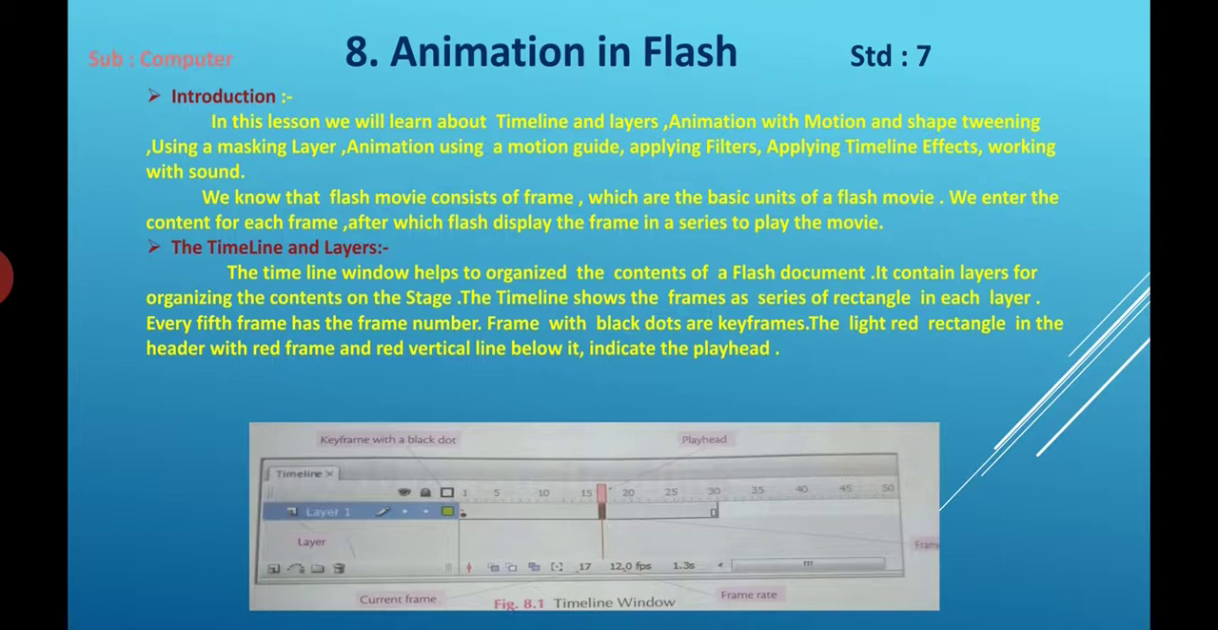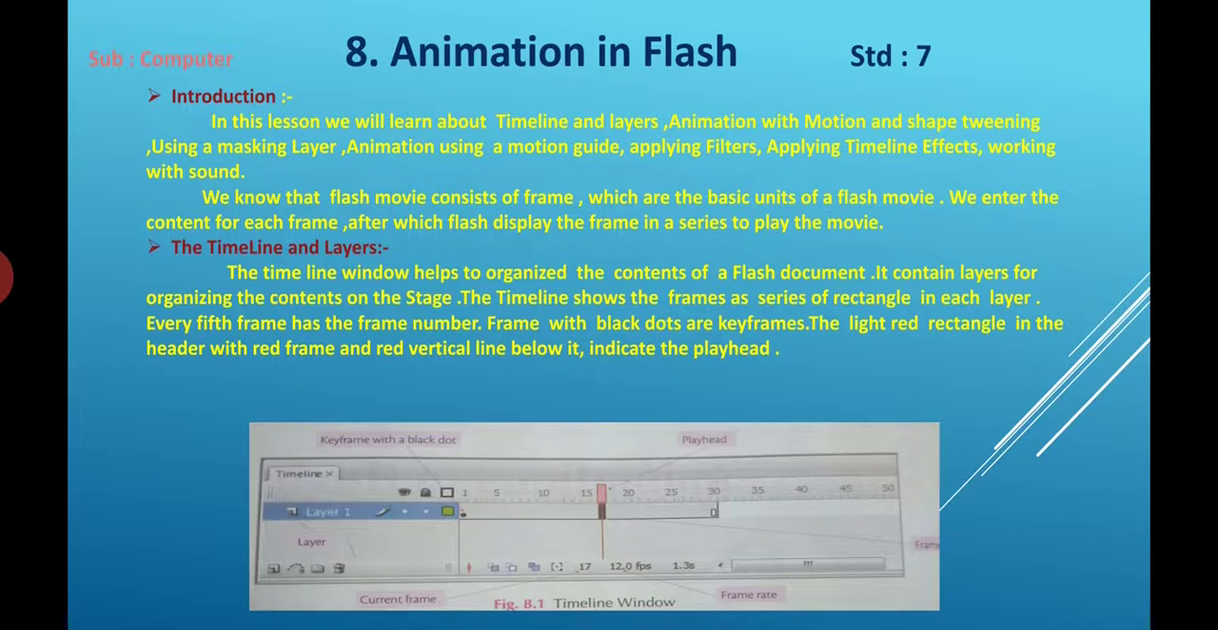We know that a Flash movie consists of frames, which are the basic unit of a Flash movie. We enter the content for each frame, after which Flash displays the frames in a series to play the movie. Now, timeline and layers. The timeline window helps to organize the contents of a Flash document. It contains layers for organizing the contents on the stage.